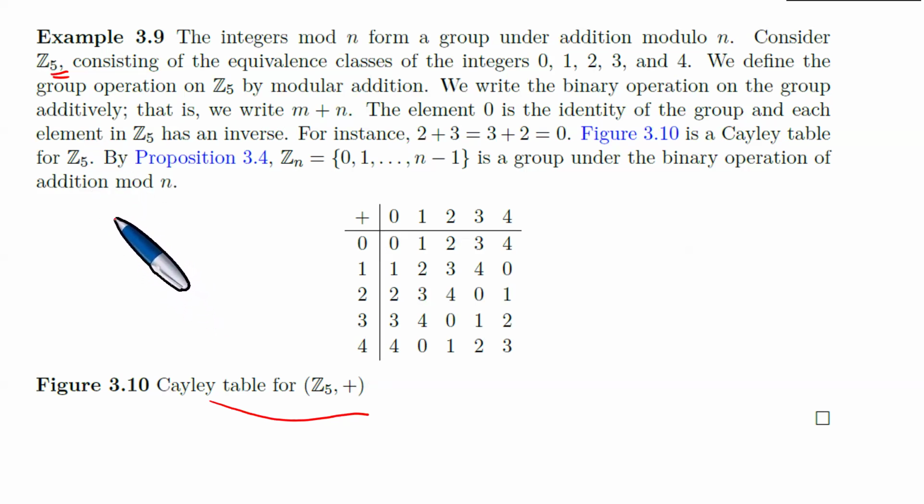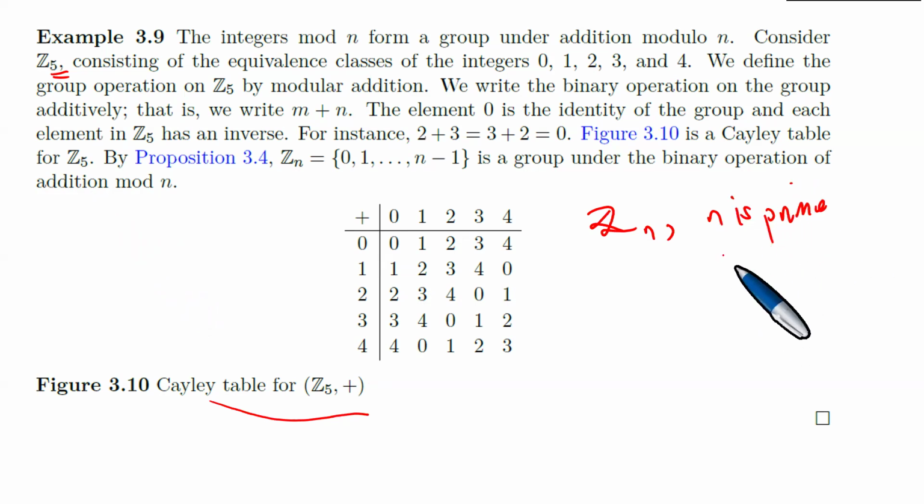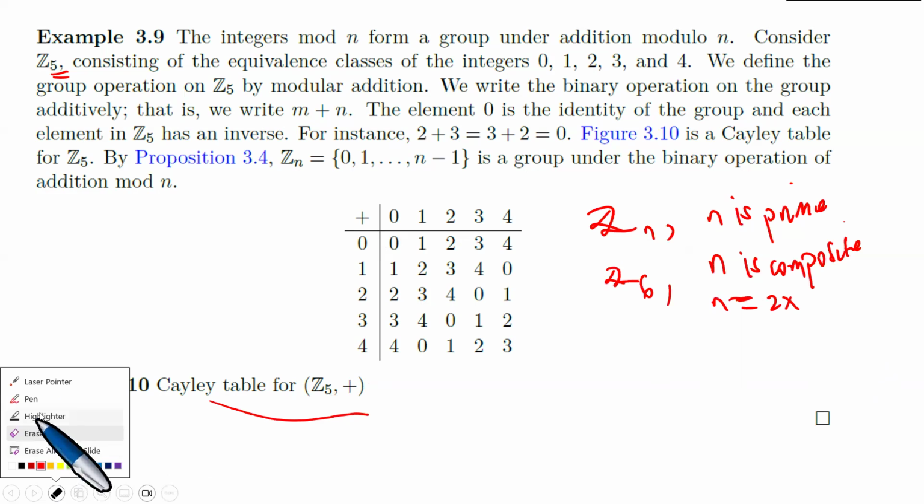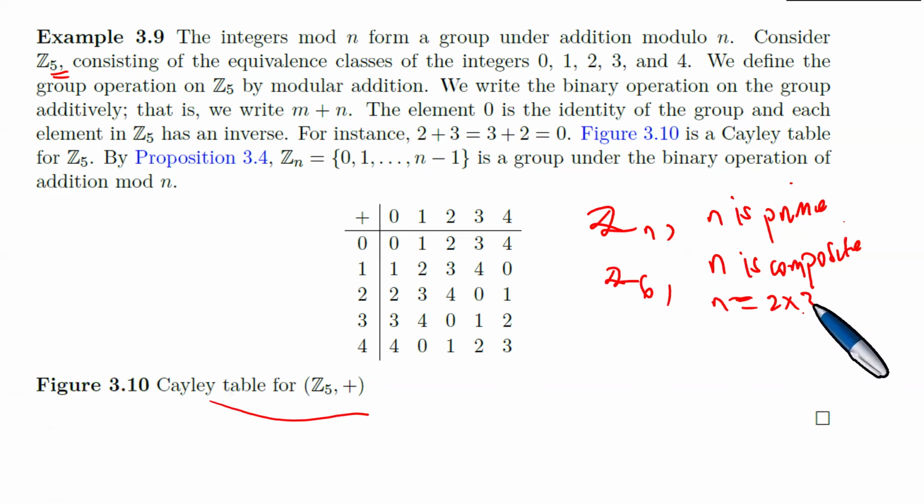Now we're going to be looking at this Zn, where n is prime. What kind of groups are these, versus when n is composite? Sometimes n is prime, like 5, but it can be composite, like Z6. Z6 is composite because 6 is 2 times 3, for example. You know, it's a composite number. So let's just look at this example in passing.